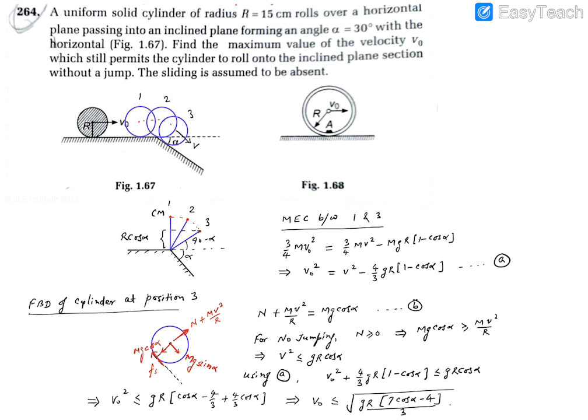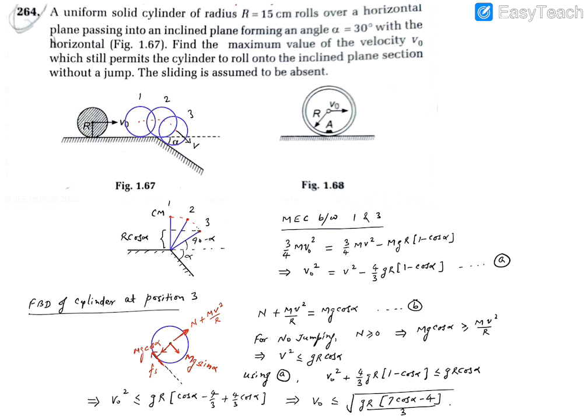So for the limiting condition we take equal to, or we can keep the inequality. From here we can find the n value and apply the same inequality. It's going to be mg cos alpha minus mv square by r should be greater than or equal to 0, that means mg cos alpha must be greater than or equal to mv square by r. This will say v square should be less than or equal to gr cos alpha. Now we can find the v value from v square from equation A, which is v naught square plus this number. So v naught square plus that number should be less than or equal to gr cos alpha.